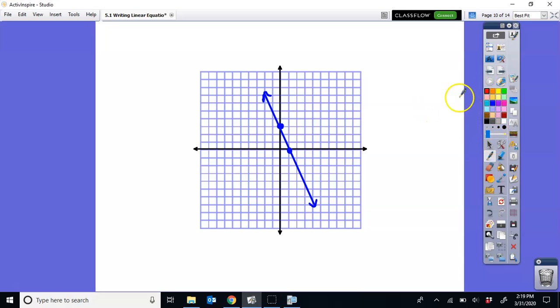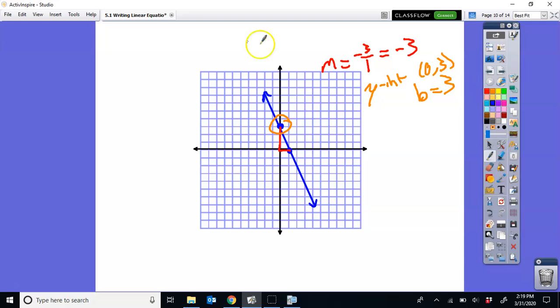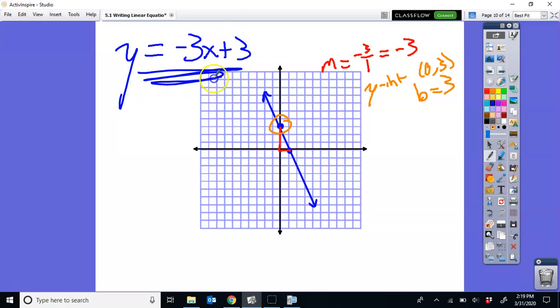So my slope, it's going down 3 over 1. So my slope is -3 over 1, or just -3. My y-intercept is right here. My y-intercept is at 0, 3, or my b value is 3. So my equation would be y equals -3x plus 3. So that is the equation of that line.